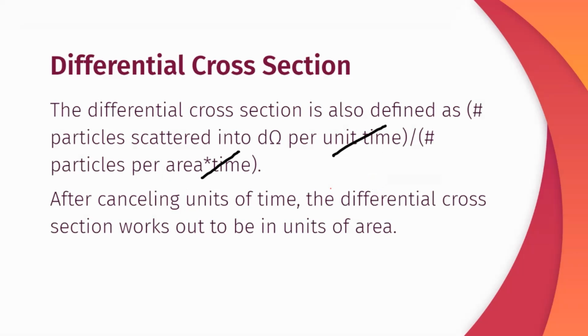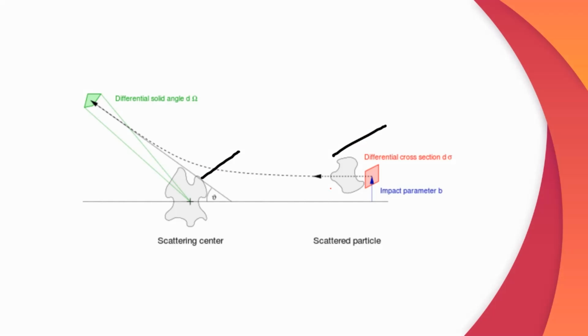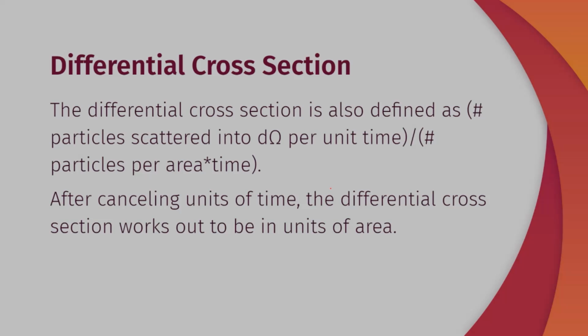And if you go back to the previous slide real quick, then we can see in that image that the differential cross-section is just this cross-sectional area right here. Okay, so you can go to the next two slides now.